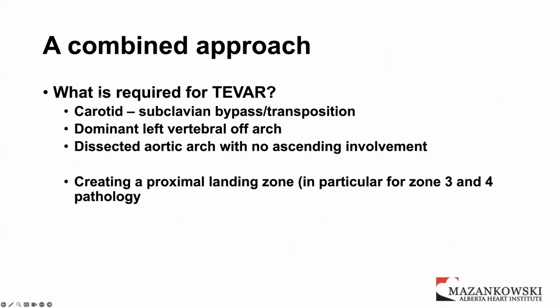Very commonly what we've heard, combined approach is important. So sometimes carotid subclavian bypass is required. You have to manage abdominal effort. The dissected aortic arch with no ascending aortic involvement, I think, is a great situation where cardiac surgeons can work with vascular surgeons to do some form of a TAR FET.